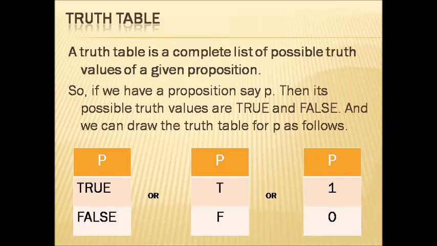Here you can see that P is the proposition. P can have two values, either true or false. Here we are using different types of notations. One uses only T and F, where T stands for true and F stands for false, and the other uses 1 and 0, where 1 stands for true and 0 stands for false. So a truth table is a complete list of possible truth values of a given proposition.